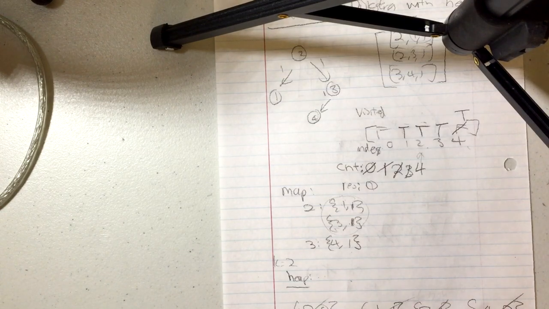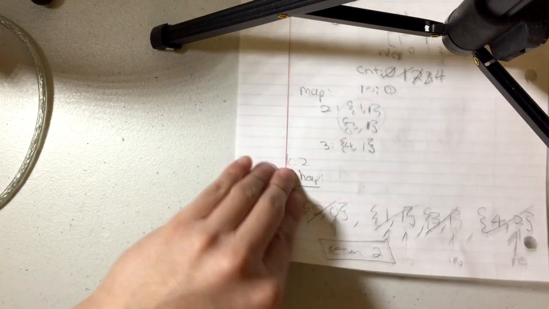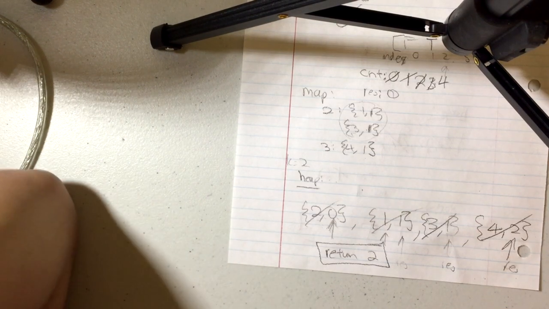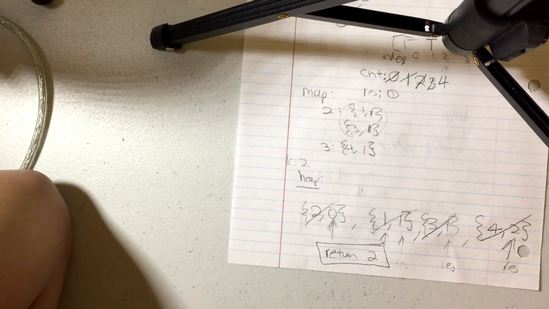And then the loop ends there because now our count is equal to 4. So now, because our count equals 4, we just return result, which is 2. Now we return 2. Okay, so that's basically how you do this problem. I basically went over the whole code. I'm going to code it up.